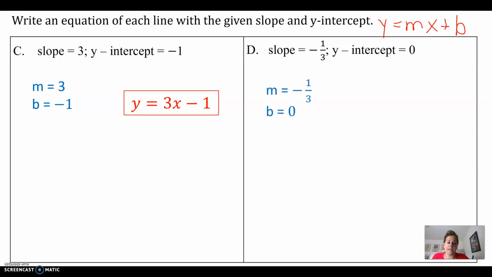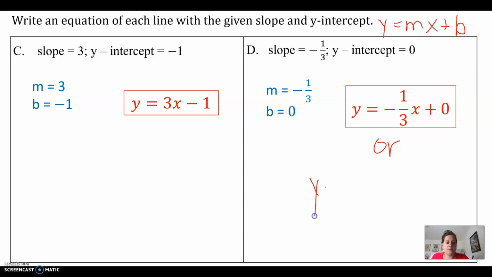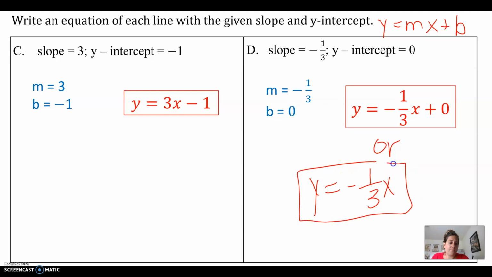Letter D, again, write down what your m and b are. Now that is one answer that you can write. But since your b is 0, you don't need to put it. So technically, this can also be correct. Just remember that your x should either be in the middle or on the top of your fraction. It would never be on the bottom.